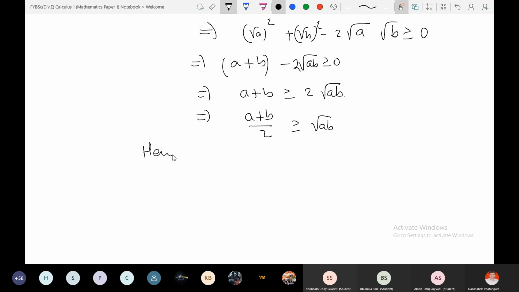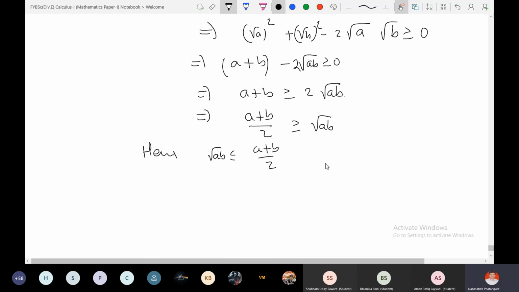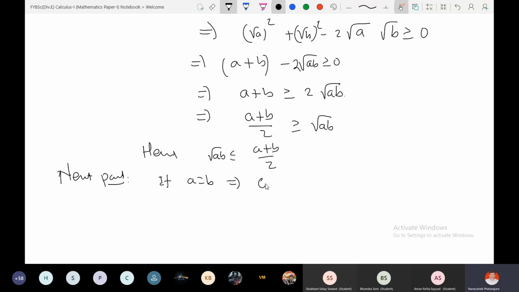Hence, root AB is less than or equal to A plus B by 2. Fine. So our geometric mean is less than or equal to the arithmetic mean. Now next part, if A is equal to B, then what is the geometric mean? A into A, because A is equal to B, which is square root of A squared, right? Square root of A squared is what? Square root of A squared is A, and I am taking the positive square root, so it is A, and A is already positive, so no doubt.